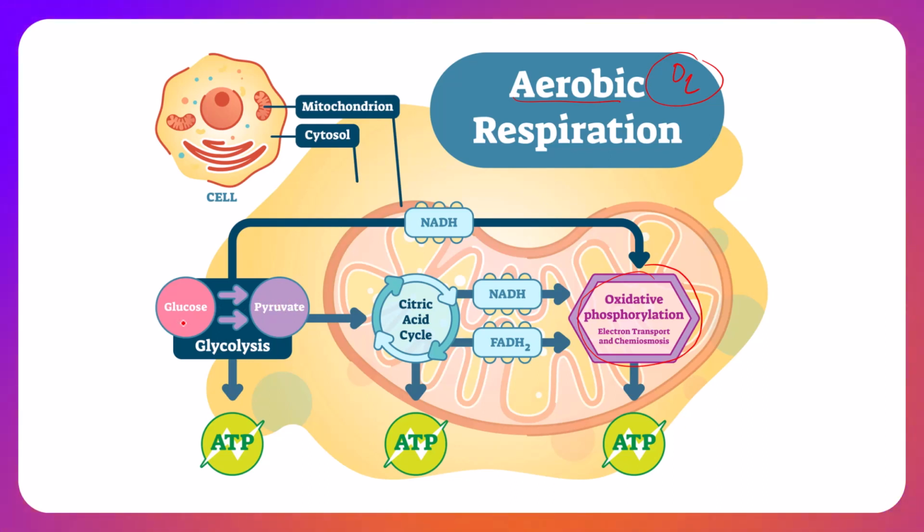In the process of converting glucose to pyruvate, we produce a little bit of ATP, but we also produce these NADH molecules. In fact, we produce 2 of them through the glycolytic pathway. We then navigate the prep step, also called the link reaction, in which pyruvate is turned into acetyl-CoA. In the process, we are also producing an additional 2 NADH molecules.